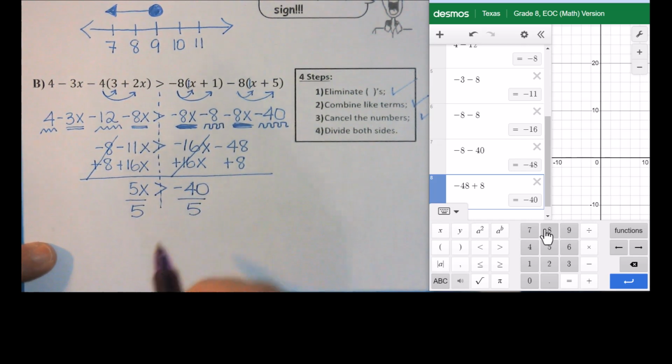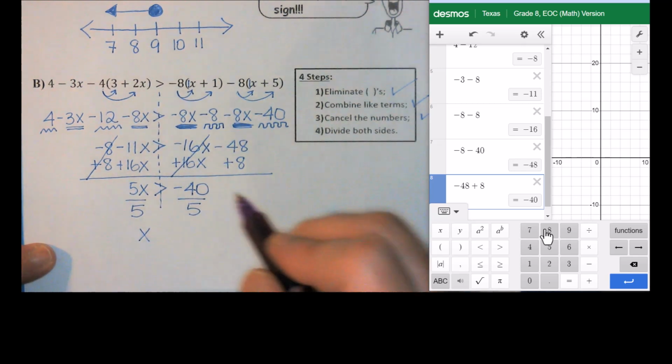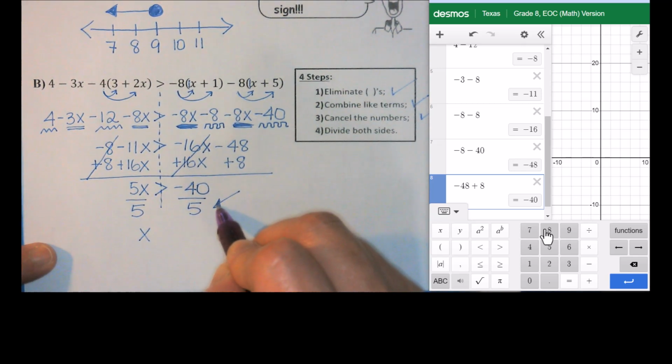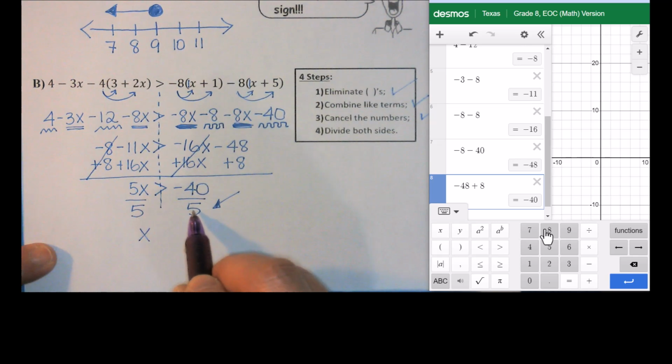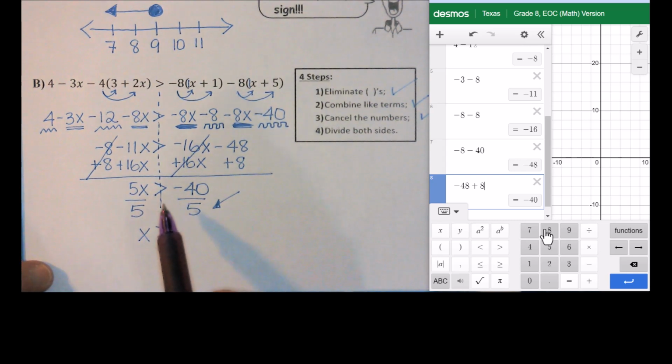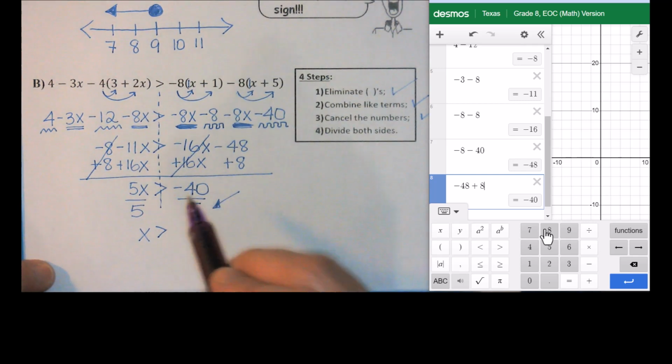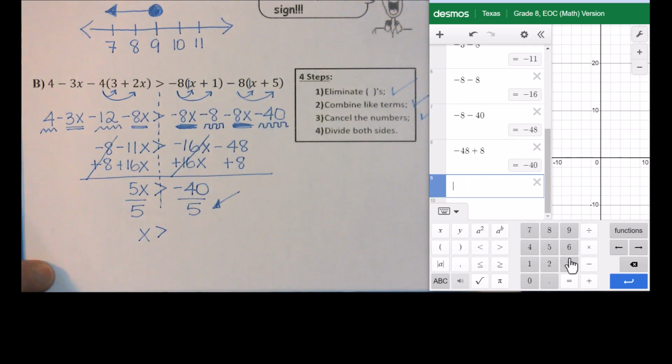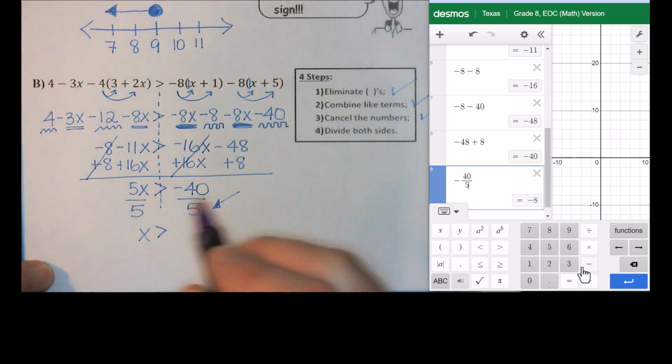And here's the place where you need to be very careful. You need to ask, am I dividing by a negative number? And the answer is no. So therefore, the inequality sign doesn't flip. Remember, the inequality sign will only flip if you're dividing by a negative number on the bottom. So negative 40 divided by 5 is negative 8.